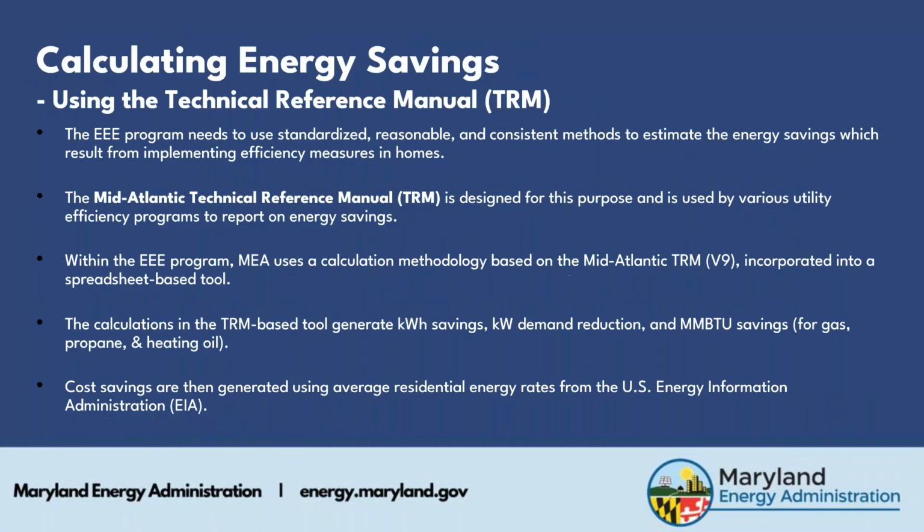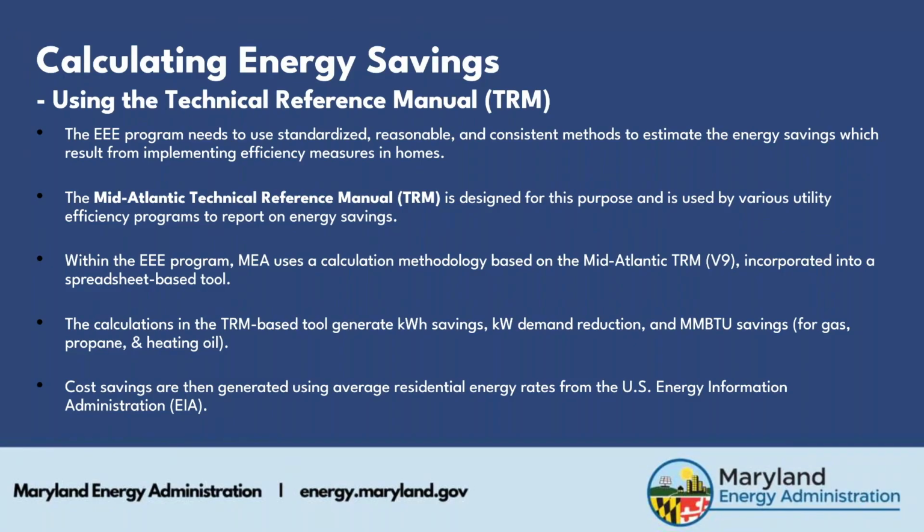Calculating energy savings using the Technical Reference Manual, also known as the TRM. The EEE program needs to use standardized and consistent methods to estimate the energy savings which result from implementing efficiency measures in homes. The Mid-Atlantic Technical Reference Manual is designed for this purpose and used by various utility efficiency programs to report on energy savings. Within the EEE program, MEA uses a calculation methodology based on the Mid-Atlantic TRM version 9, incorporated into a spreadsheet-based tool.